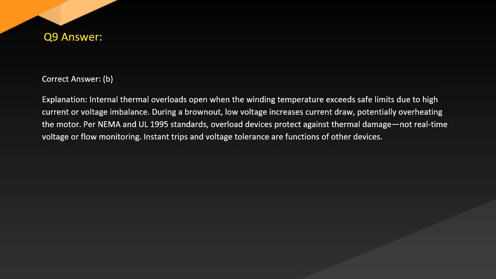Answer. Correct answer: B. Explanation. Internal thermal overloads open when the winding temperature exceeds safe limits due to high current or voltage imbalance. During a brownout, low voltage increases current draw, potentially overheating the motor. Per NEMA standards, overload devices protect against thermal damage, not real-time voltage or flow monitoring. Instant trips and voltage tolerance are functions of other devices.